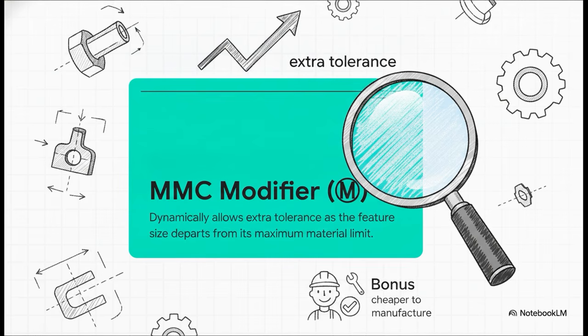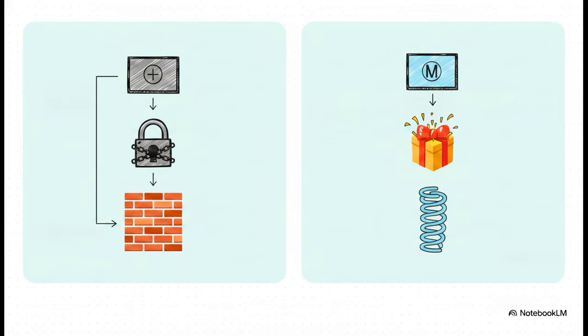Put simply, this is where machinists can actually earn bonus tolerance. It makes manufacturing easier, it makes it cheaper, and it still guarantees the parts will actually fit together. Just to show you how wild this is, compare a standard frame to one with an MMC modifier. They look almost identical on paper, right? But adding just that one tiny M modifier completely changes the physical reality of the part.